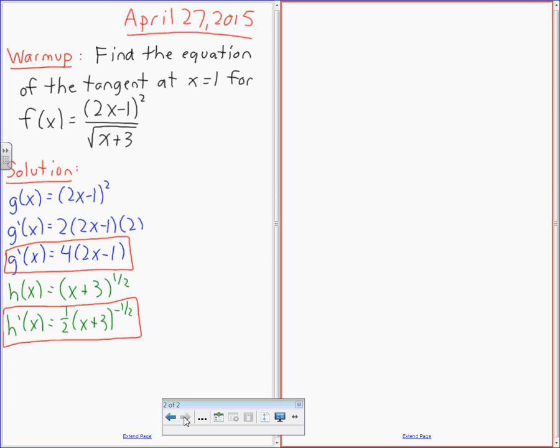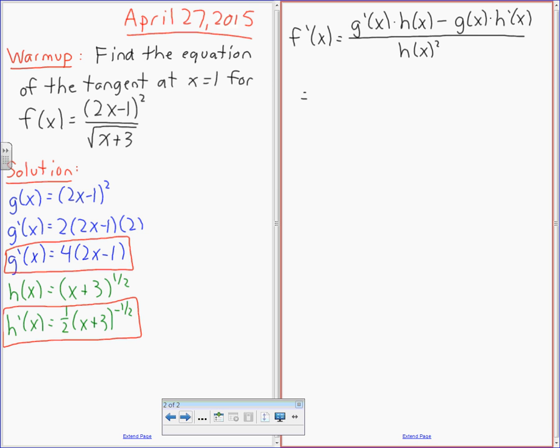Now we're going to use the quotient rule here. So when I do f prime of x, and I'll talk you through it, it's going to be the derivative of the numerator times the denominator minus the derivative of the denominator times the numerator, over the denominator squared. So the derivative of the numerator is g prime of x. I'll write this up here. You don't have to write this if you don't need to. Times h of x, minus the numerator times the derivative of the denominator, all over the denominator squared.